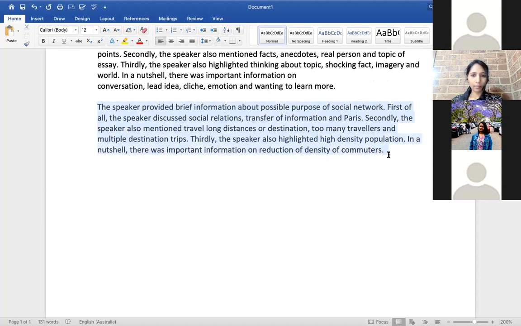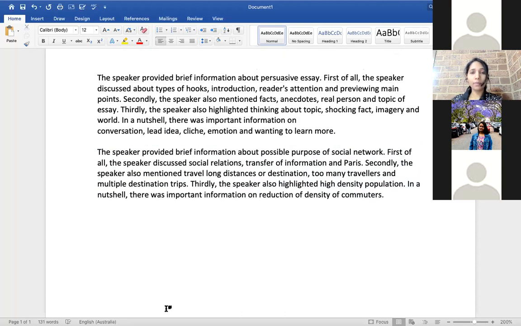Not able to take many keywords for this. Oh, there's plenty. There's no problem at all. So there's no problem with both these summaries. I'm quite happy with that.